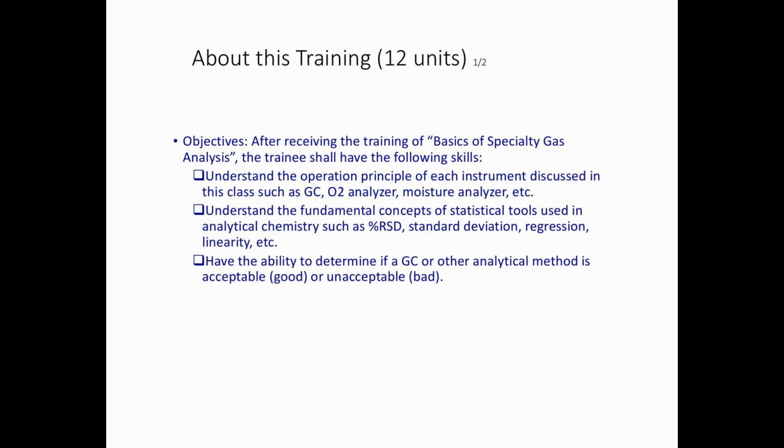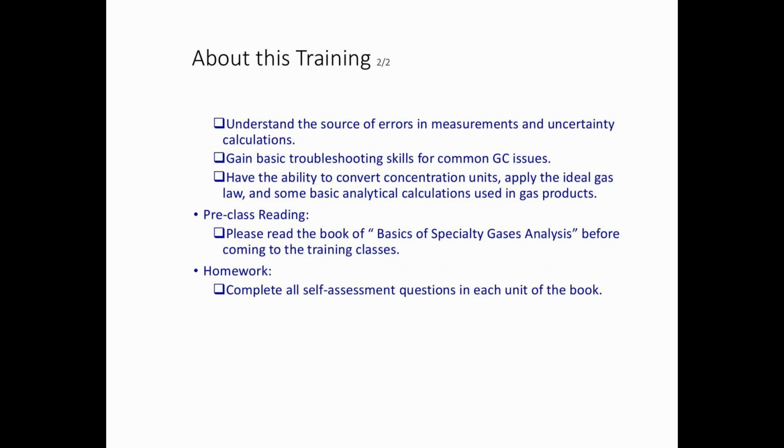You have the ability to determine if a GC or other analytical method is acceptable. You will be able to understand the sources of errors in measurements. Providing a value without the uncertainty doesn't really make too much sense for an analytical chemist. You should gain some basic troubleshooting skills for common GC issues. And last, you have the ability to convert the units. Volume percent, volume ppm, or by mole weight are all different. You should be able to apply the ideal gas law.